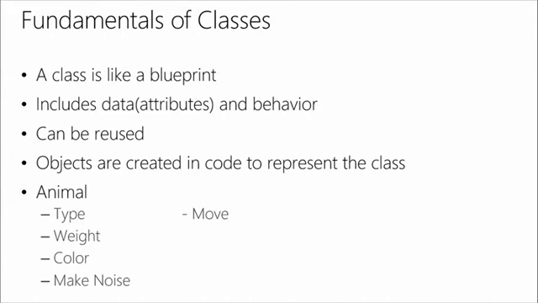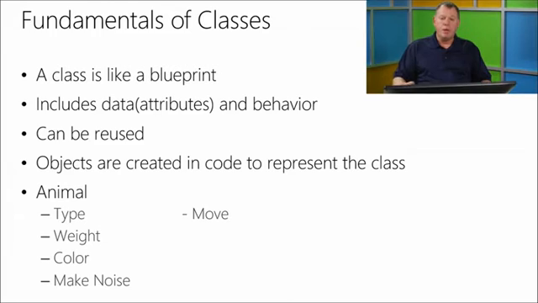But then we have a couple of other items on here called make noise and move. Those are examples of the behavior of the animal class. So animals can make a noise. A cat's going to meow, a dog's going to bark. Consider humans as animals if you want to, and we talk. So that's a way of making noise. That's a behavior that we have.